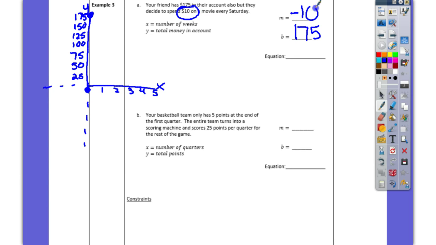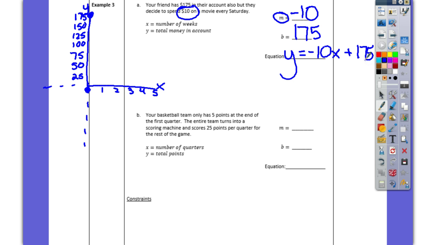A negative 10. So our equation, y equals, what's my rate of change? A negative 10x, because that's how many weeks. We're gonna minus $10 for every week, plus 175, that's where we started.